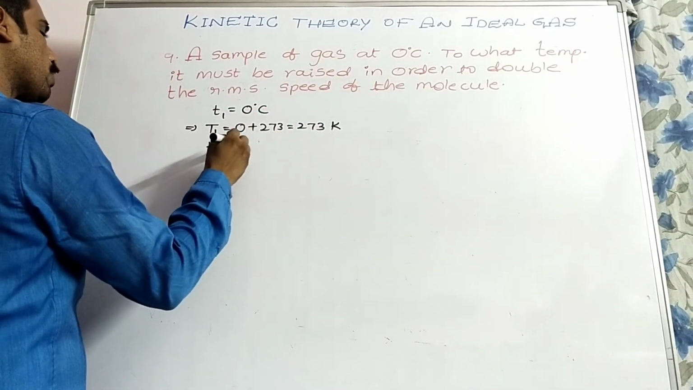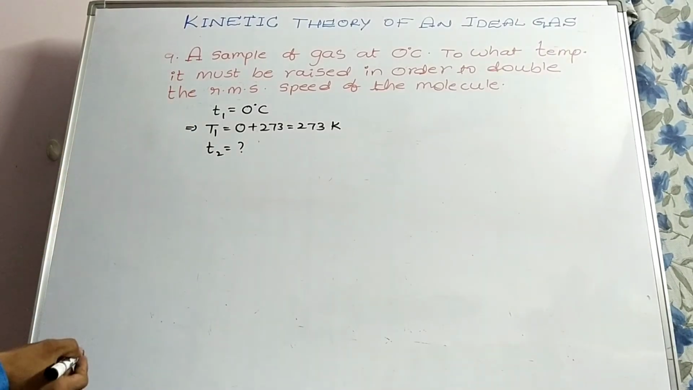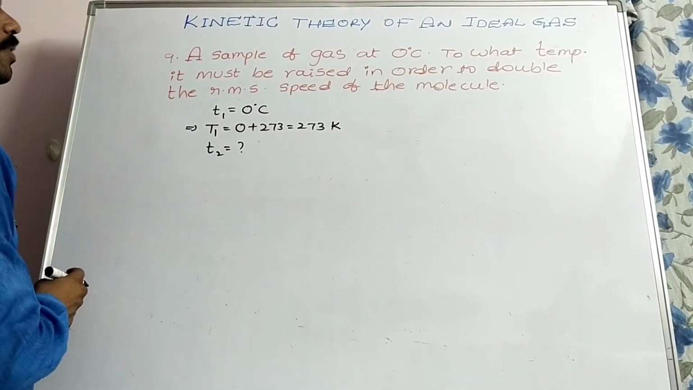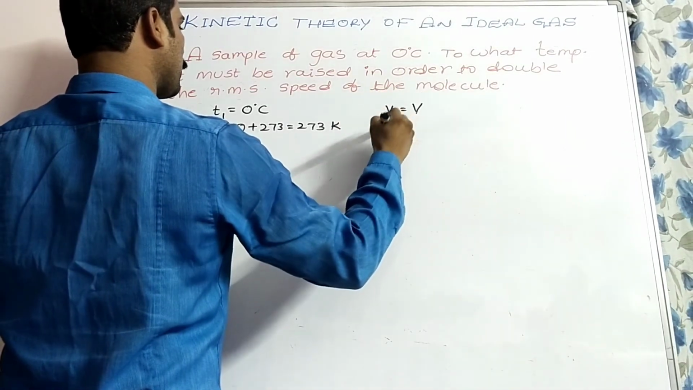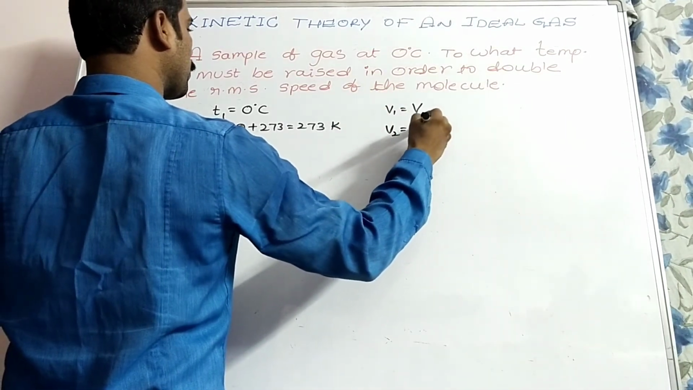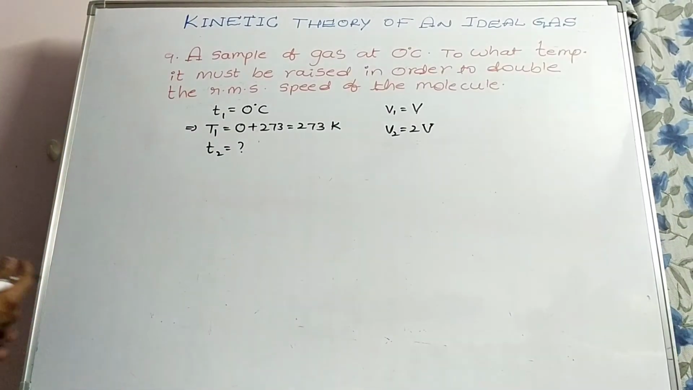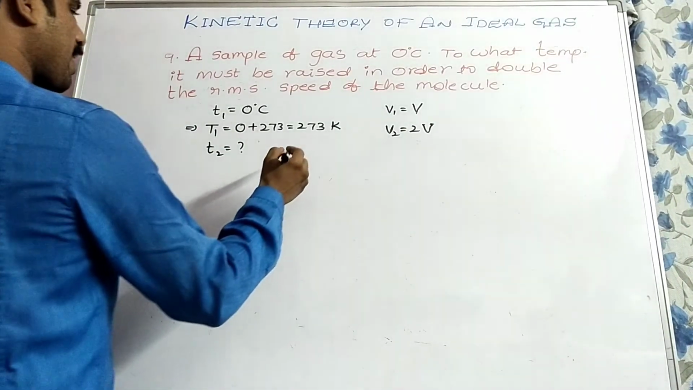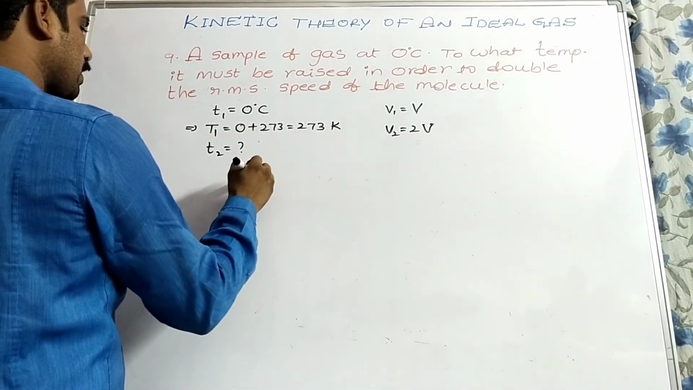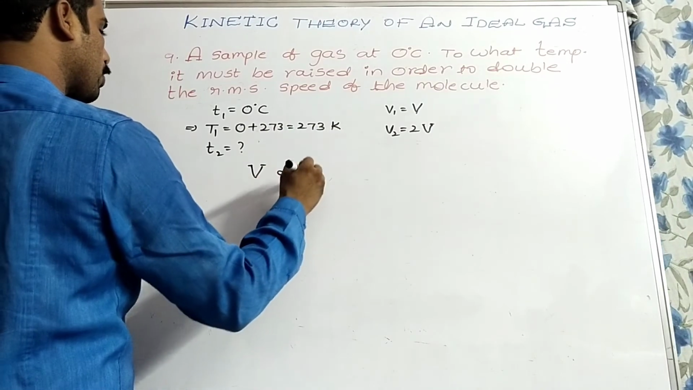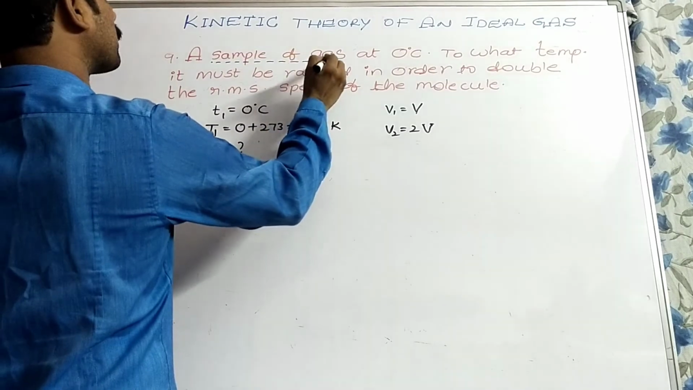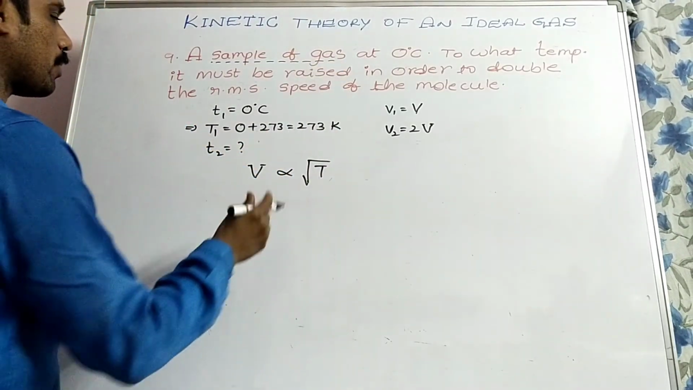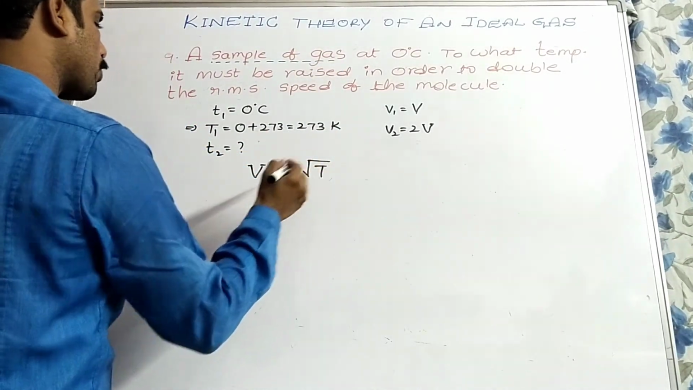At what temperature must it be raised in order to double the RMS speed? So T2 is equal to question mark. We have to find T2. Let us consider V1 is equal to V, V2 is equal to 2V. Now we know the relation: V is directly proportional to root T, as a single gas is given, so the molecular weight will be constant. So V is proportional to root T.